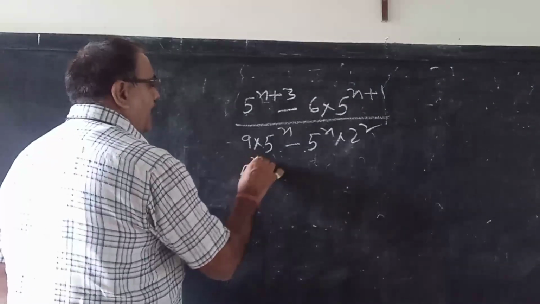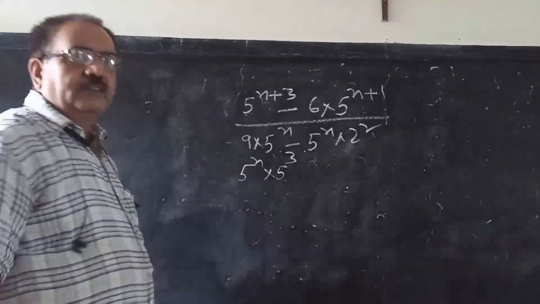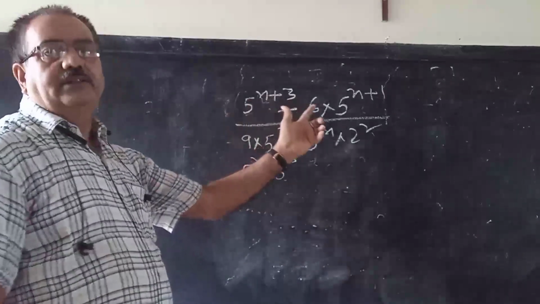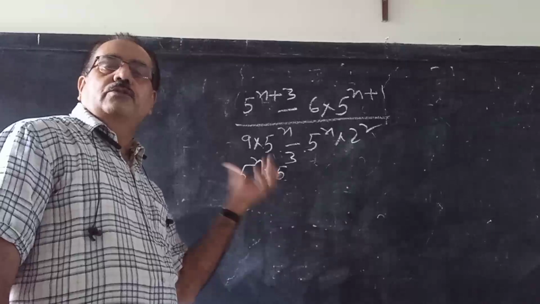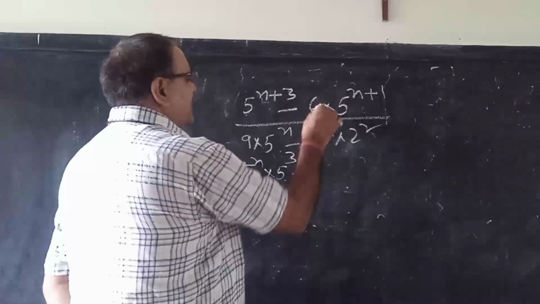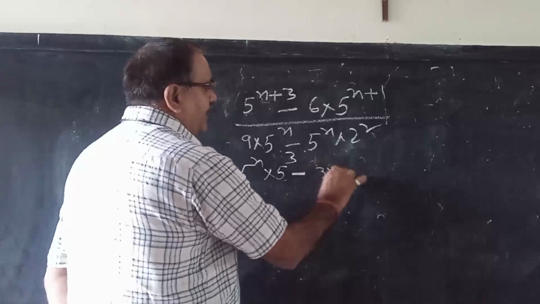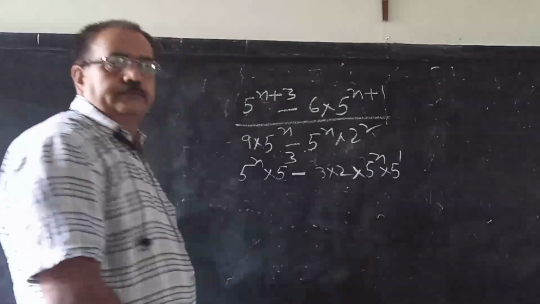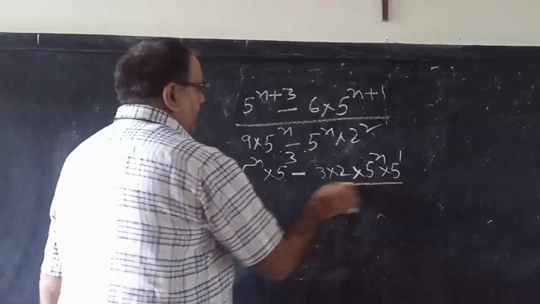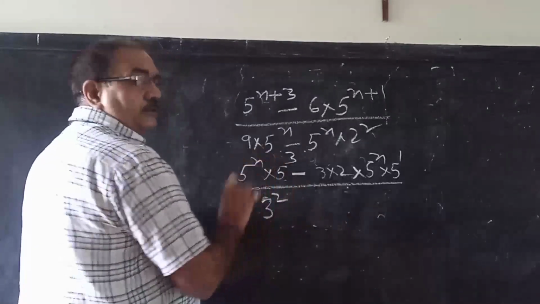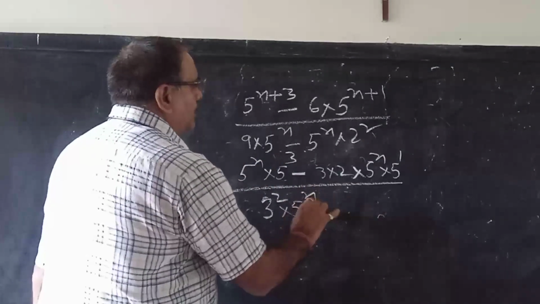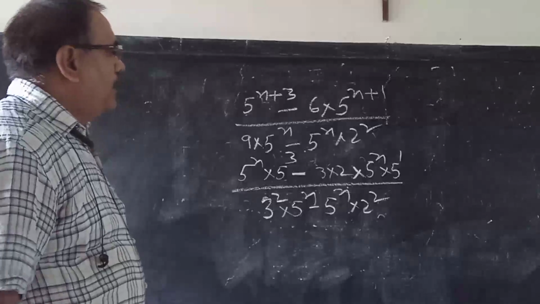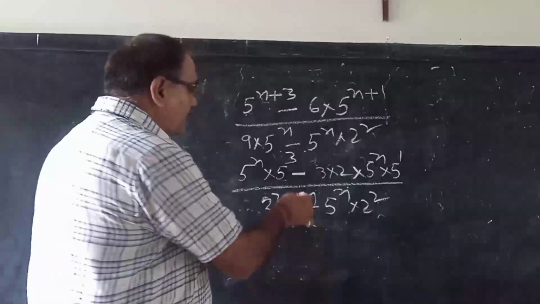We can write it 5 to the power n into 5 cubed. Because what is the first law? Product law. We know that if the base is the same, powers will be added. So already the power is added in this question. Here 6 we can write as the product of prime numbers 3 into 2, and 9 we can write 3 squared. So 5 to the power n into 5 cubed minus 5 to the power n into 2 squared, already in the power of 5. After that we cannot cancel 5 in this way.